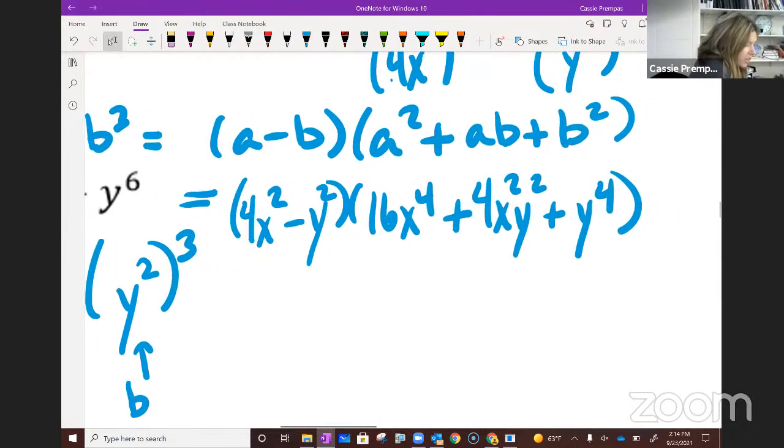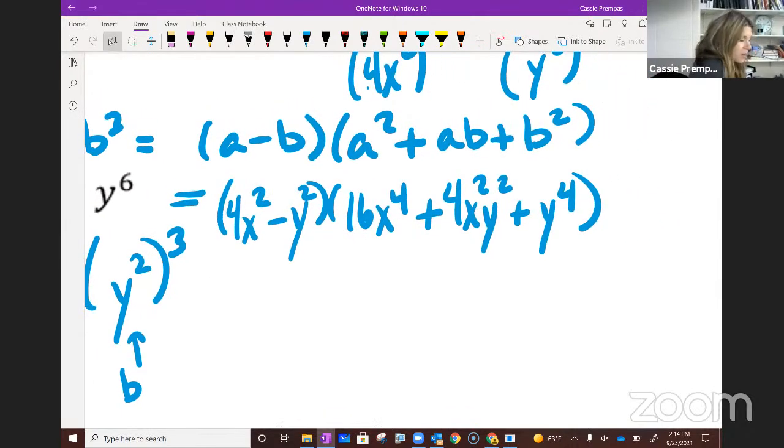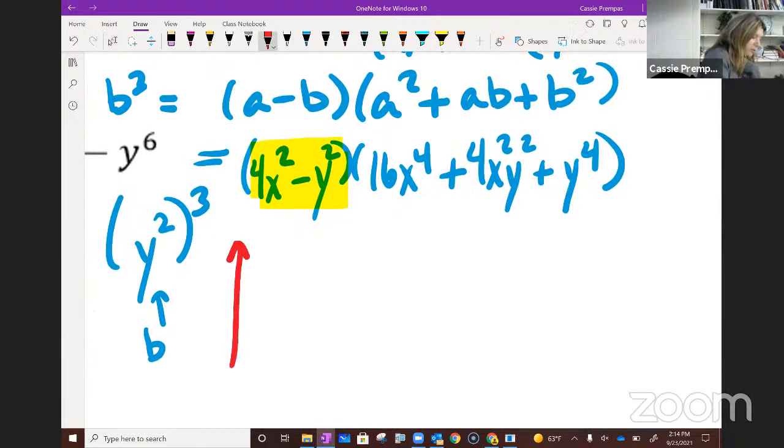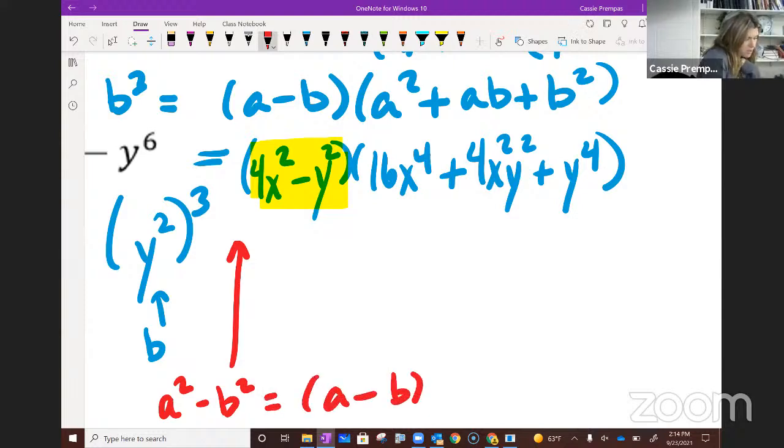Ladies and gentlemen, you should start here: 4x squared minus y squared times quantity 16x to the 4th plus 4x squared y squared plus y to the 4th. Now, I said start here. We actually can finish a little further. As I'm looking at this, I see one term squared minus another term squared. Do we remember the other rule that we learned yesterday? A squared minus b squared equals a minus b times a plus b. That's the difference of two squares.